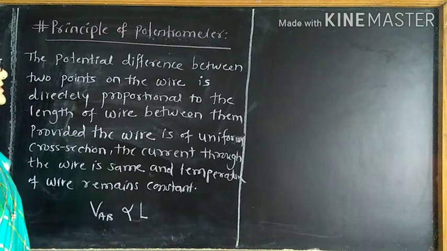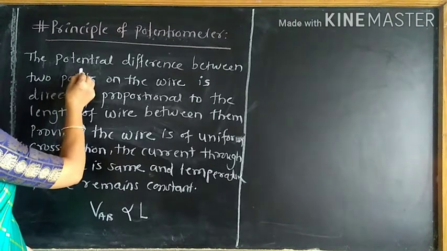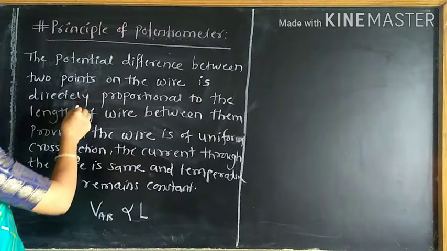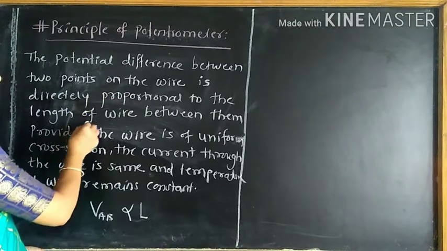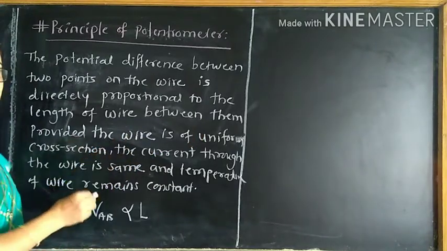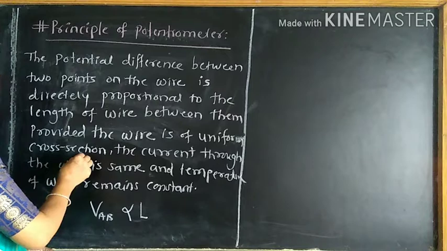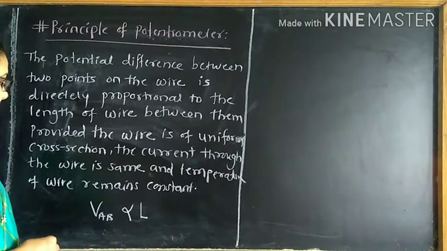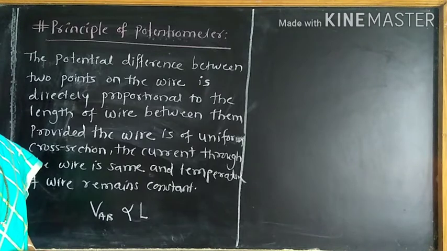Principle of potentiometer. The potential difference between 2 points on the wire is directly proportional to the length of wire between the 2 points, provided the wire is of uniform cross section, the current through the wire is the same, and the temperature of the wire remains constant.